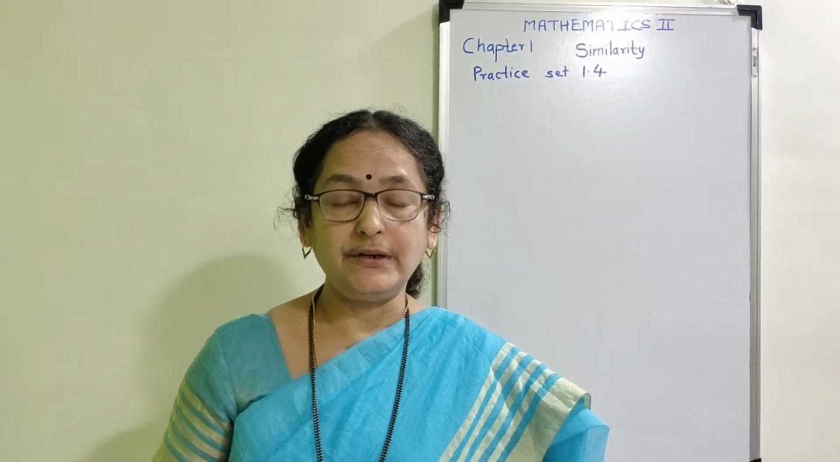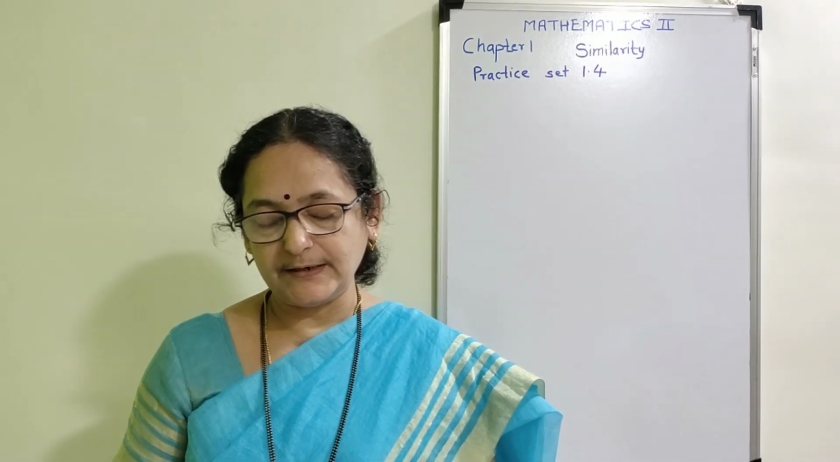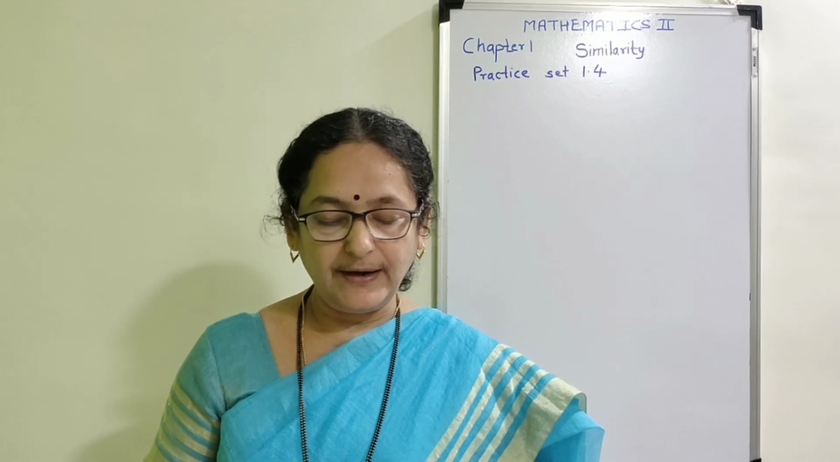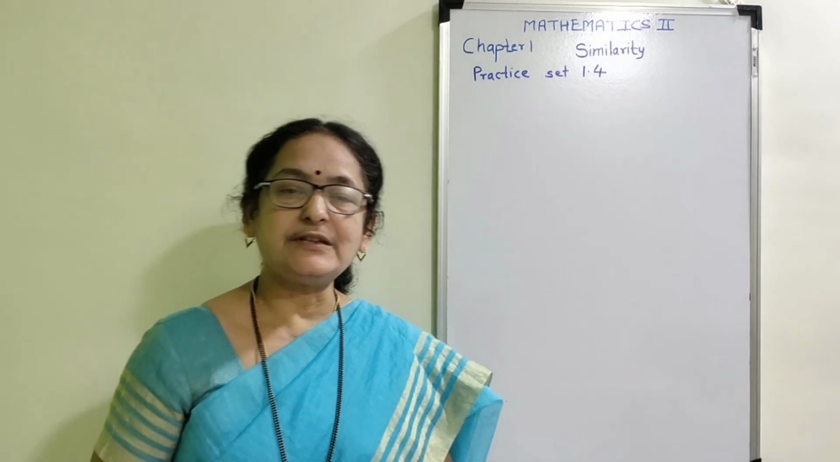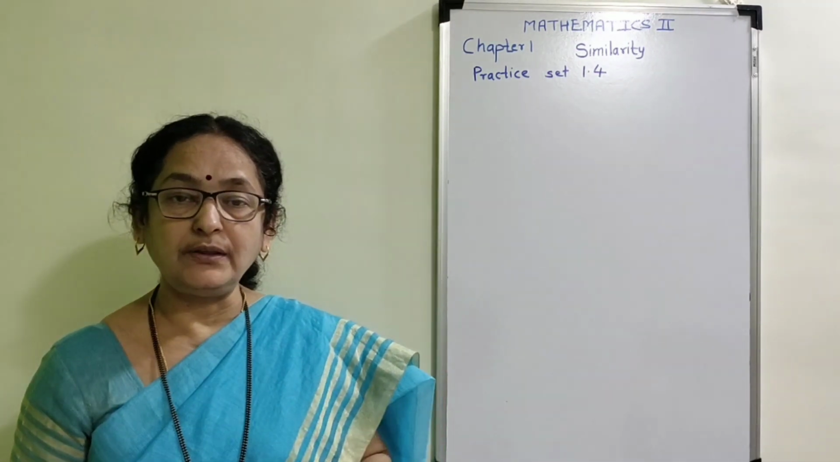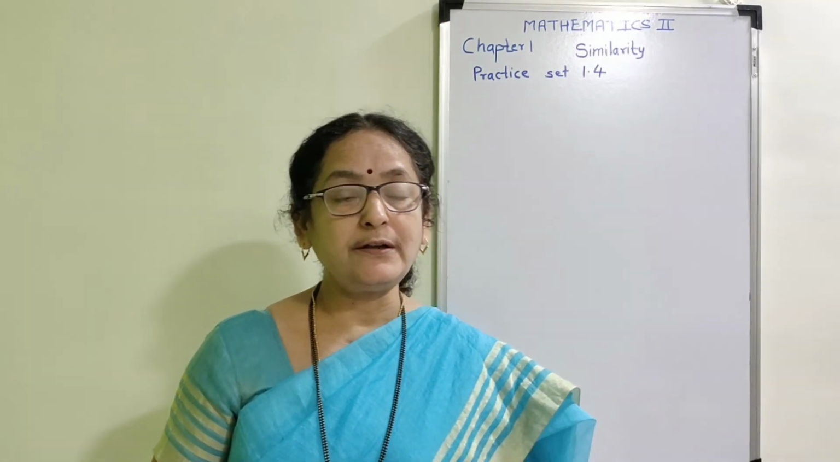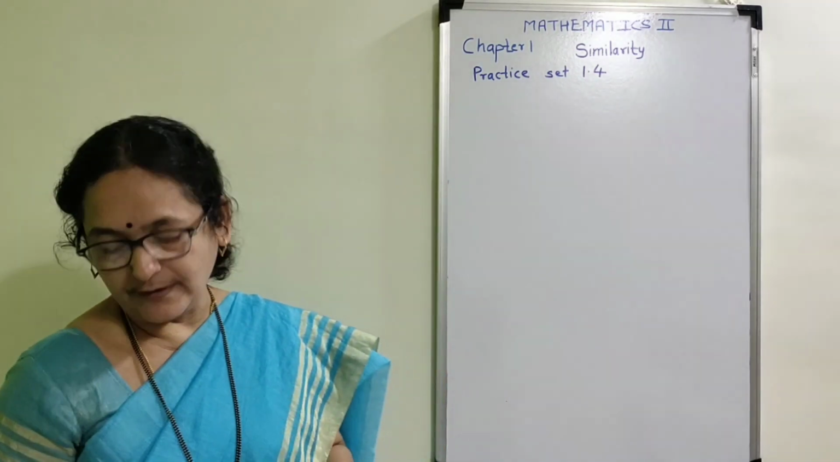Now I am going to read the first example. The ratio of corresponding sides of similar triangles is 3:5. Then find the ratio of their areas. Now here the most important thing in this example is that they have given the ratio of the corresponding sides, not the actual lengths of the sides, and therefore we are going to consider.